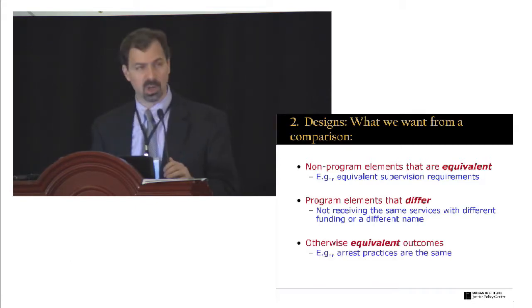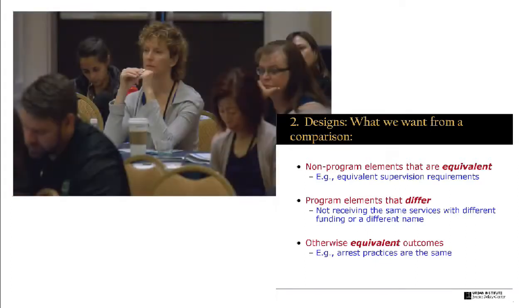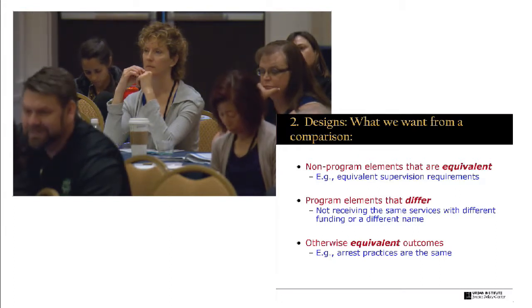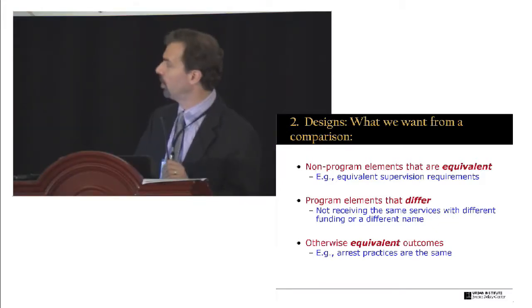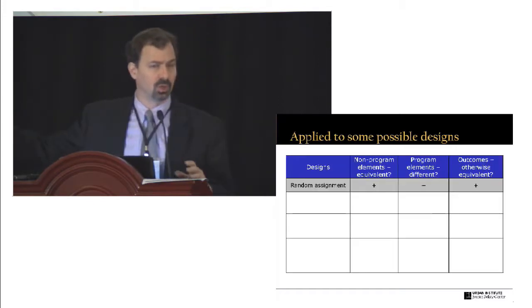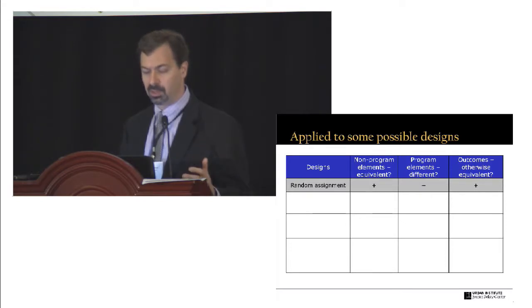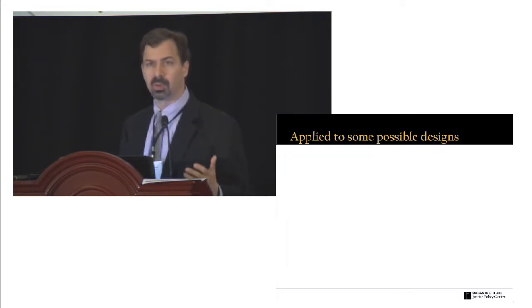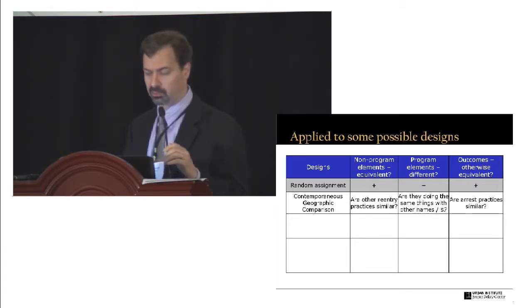And we want otherwise equivalent outcomes for the participants. For example, we want the comparison group to be in a place where the arrest practices are the same, if we're going to use arrests as the outcome, as a recidivism outcome. So if you apply this to a few possible designs, random assignment meets all those criteria. So I just throw that up there. The non-program elements are equivalent, the program elements are different, and the people are otherwise equivalent, and they're going to have otherwise equivalent outcomes.